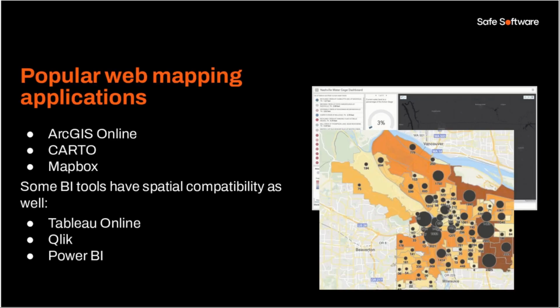There are many different web mapping applications you can choose from. ArcGIS Online is probably the most popular application used, but other options include Carto and Mapbox, as well as QGIS and Cesium.js. It's also important to note that some business intelligence tools or BI tools will have mapping capabilities as well. These include Tableau Online, Qlik, Power BI, as well as Google Looker and SAP Analytics Cloud. The image shown here is from a BI webinar we did a few years ago using Qlik.